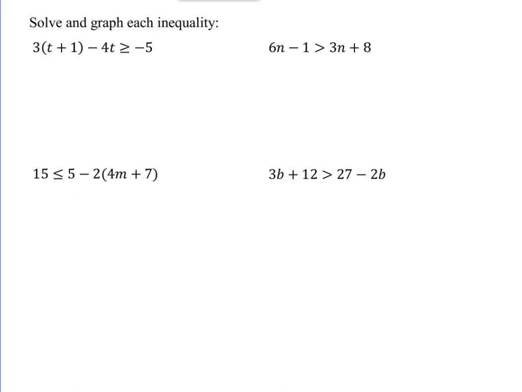Okay, these problems could come straight out of Chapter 2, except for the fact that we're looking at inequalities instead of equal signs. But they're handled exactly the same way. So for this first one, what should I do? Distribute, and I get 3t plus 3 minus 4t greater than or equal to negative 5. And now what? Good, combine like terms. So 3t minus 4t gives me negative 1t, or just negative t, plus 3, still greater than or equal to negative 5. Okay, subtracting 3.